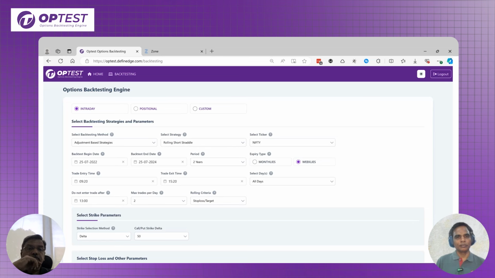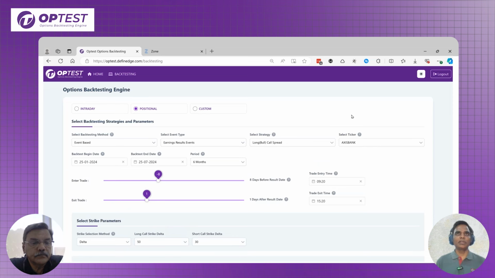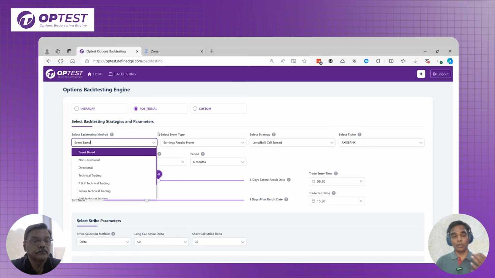So this covers the intraday backtesting so far. Now let's have a look at positional backtesting. There are certain differences compared to intraday backtesting, which I will show. There are several backtesting methods, and one of them is event-based backtesting.